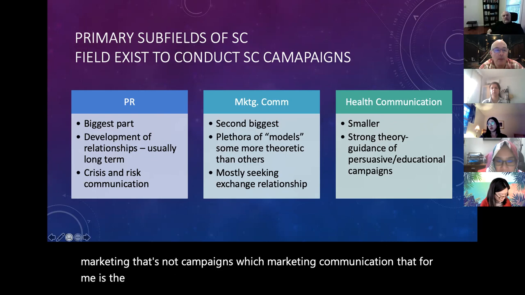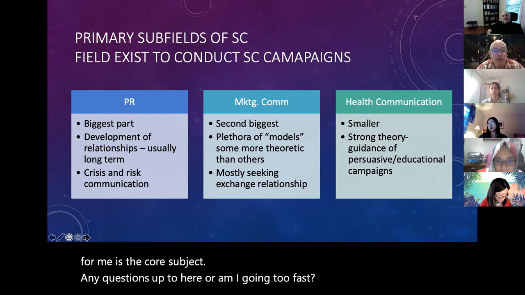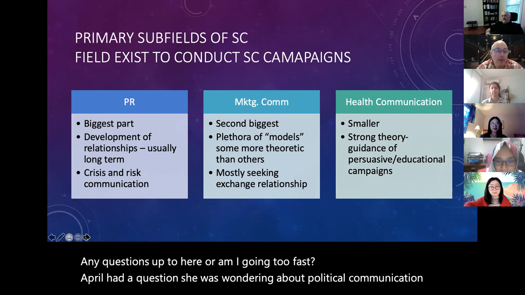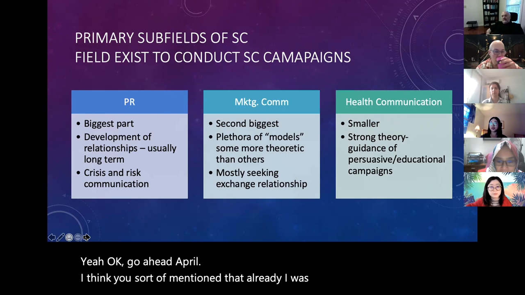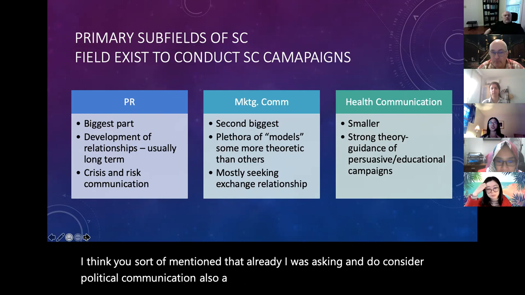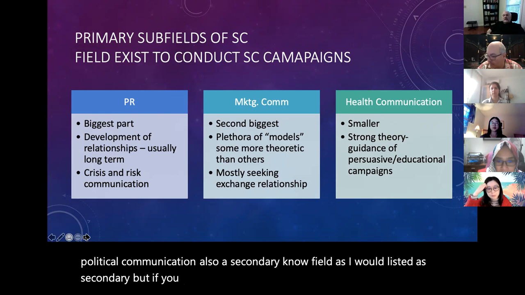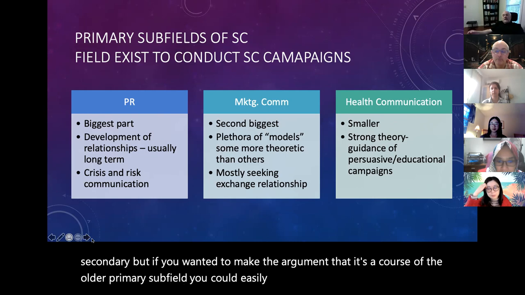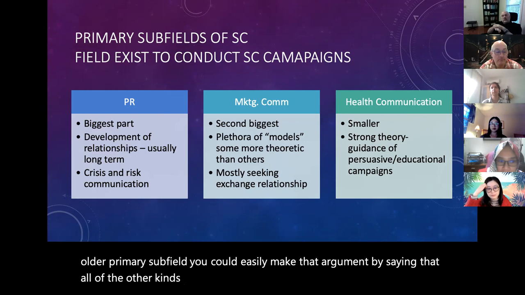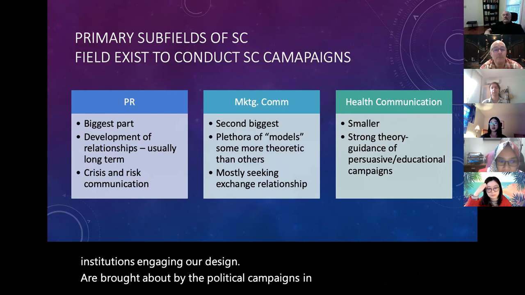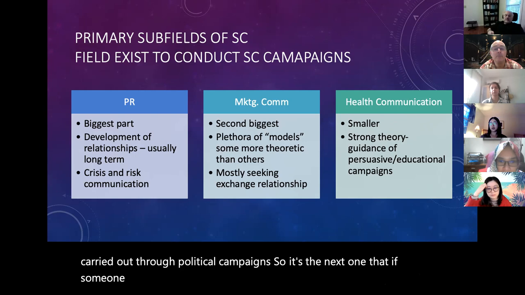Any questions up to here or am I going too fast? April had a question. She was wondering about political communication. Go ahead, April. I think you sort of mentioned that already. I was asking, do you consider political communication also a secondary subfield of strategic communication? For me, I would list it as secondary. But if you wanted to make the argument that it's a core or primary subfield, you could easily make that argument by saying that all of the other kinds of communication that political folks and political institutions engage in are brought about by the political campaigns in the first place and often carried out through political campaigns. So it's the next one that if someone wanted to make an argument that it's a core subfield, I wouldn't hugely object to that at all.